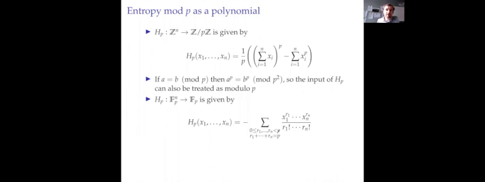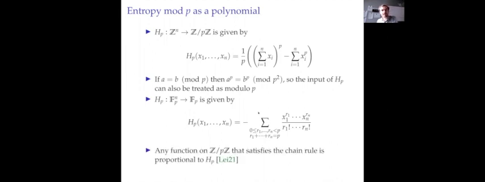And these you can think of as, if you work in a finite field, you can just invert these numbers modulo p. Instead of dividing by them, you can just multiply by their inverses, okay? And so this is just a polynomial essentially over the finite field, and we can take this as the definition of the entropy.